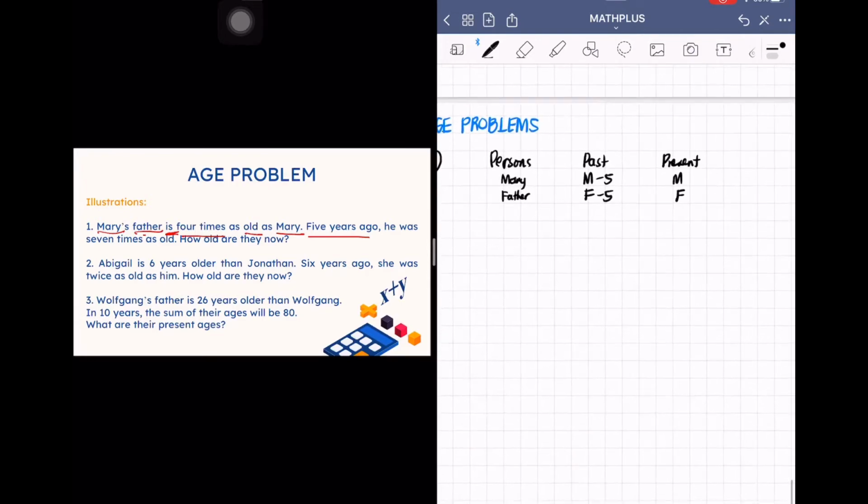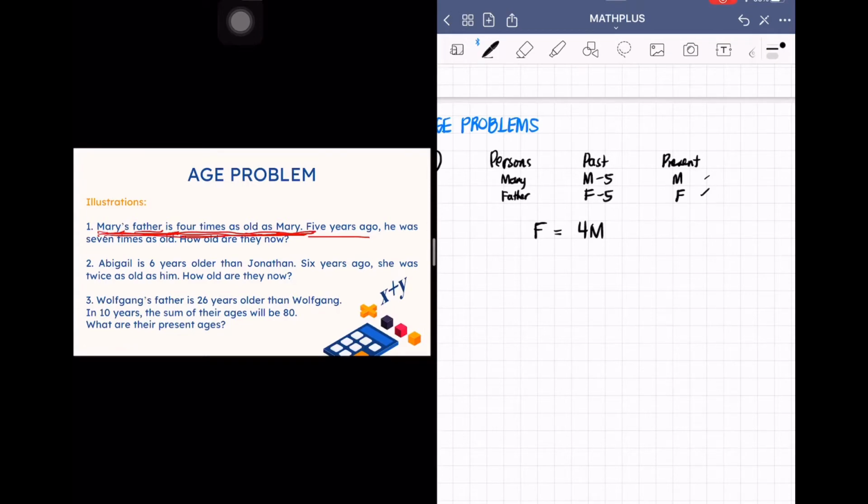The first statement is at present time. At present, Mary's father is 4 times as old as Mary. So we're going to use these representations. Mary's father, that's F, is equivalent to 4 times as old as Mary. That's in the present.